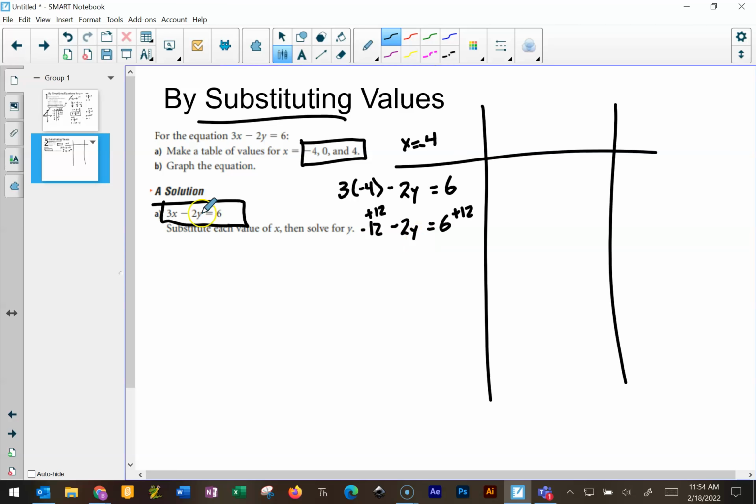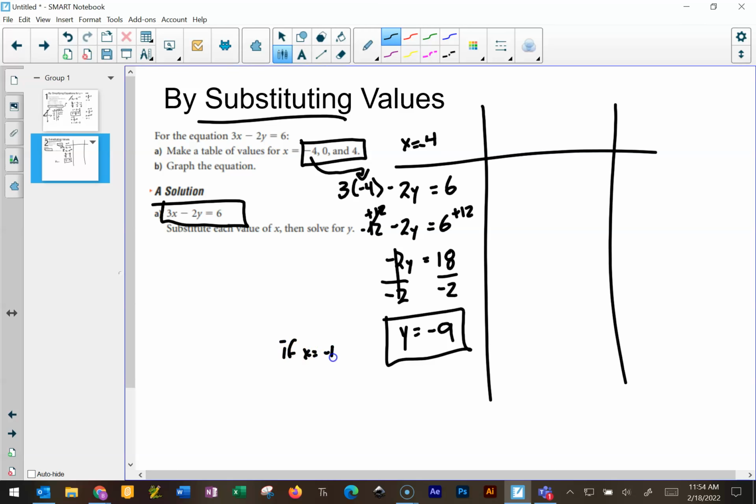So now there's no x in this one because we already substituted -4 in for x because they told us to. So that -4 is from there. So if I go -12 plus 12, that's 0. That was the whole point. And then I've got 6 plus 12 is 18. And now it's a nice easy solve here. I just divide by -2 on both sides, and I'm left with y equals -9. So that is 1 point. If x is -4, then y equals -9.